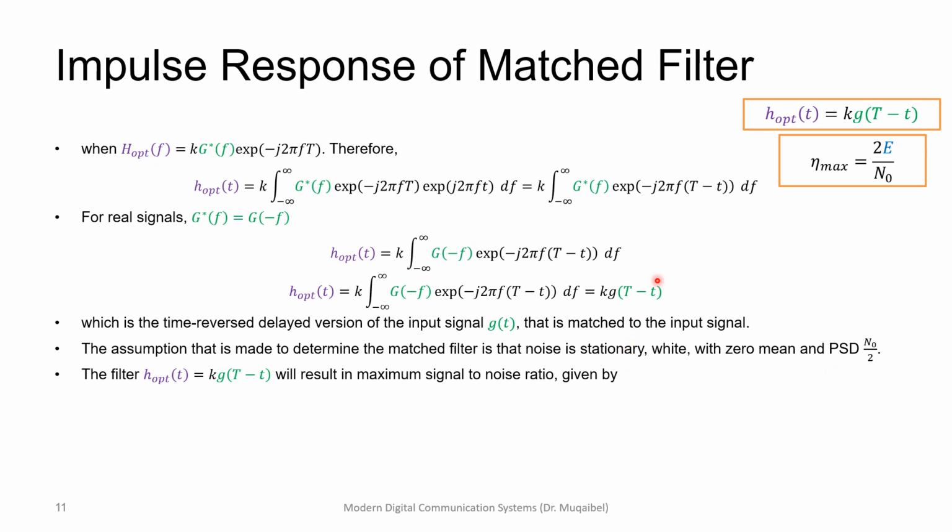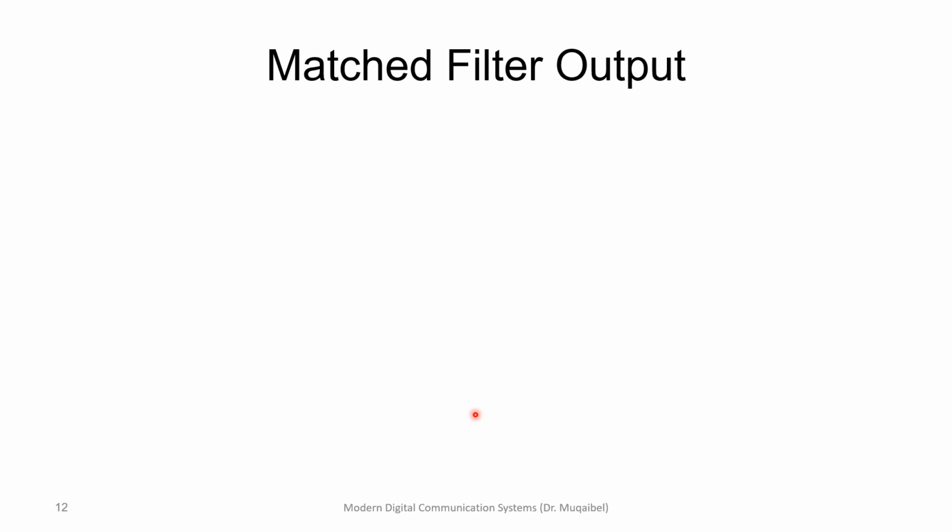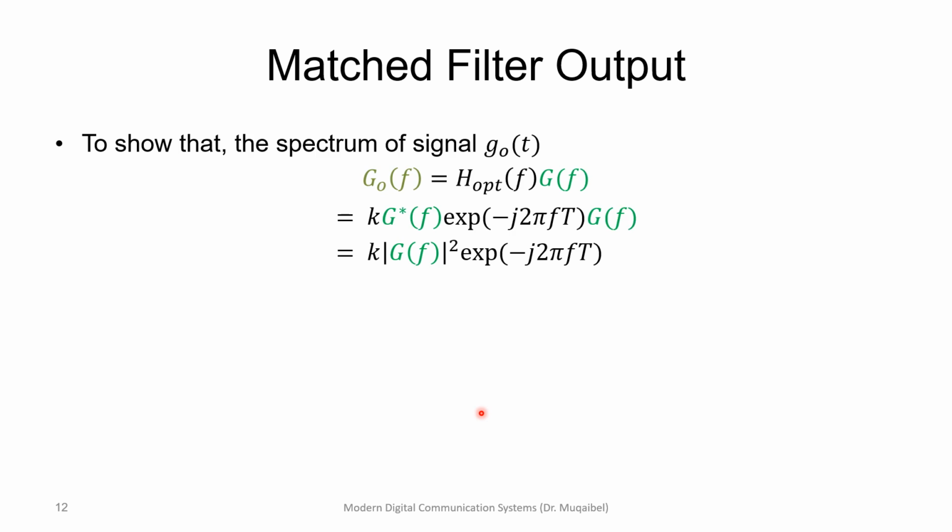Now, this is the filter itself. We can think of the value that we had before. So if you look at the maximum, the output value at the sampling instant is equal to 2 over n naught times the integration. Now, using Parseval's theorem or Rayleigh theorem, we can say that the spectrum is also giving you 2E over n naught.